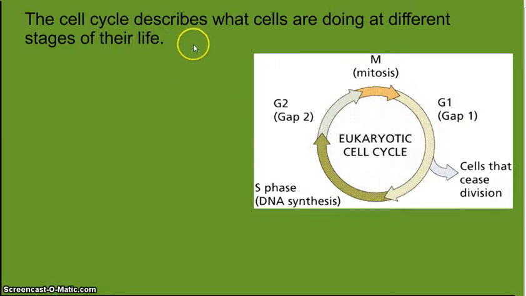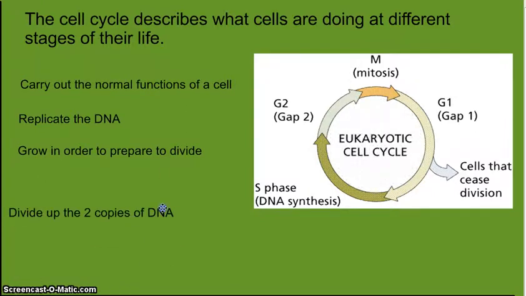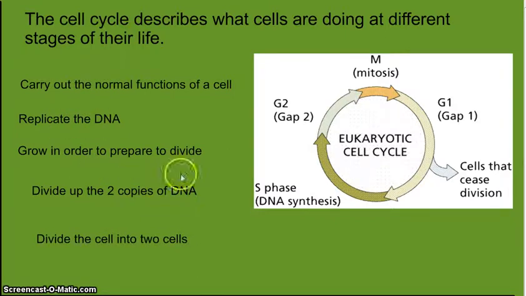The cell cycle is defined as this. It describes what cells are doing at different stages of their life. And here's some of the things that cells might need to do. They might just need to carry out normal cell functions. Okay. Some other things cells are going to need to do would be replicating DNA. We just learned about DNA replication, and that makes it possible for cell division in the first place. They might need to grow so that they can divide. They might need to get bigger. They do need to at times divide up the 2 copies of DNA that they replicated. And finally, the last step, if they're going to fully go through the cycle and go through cell division, they need to divide one cell into 2 cells.